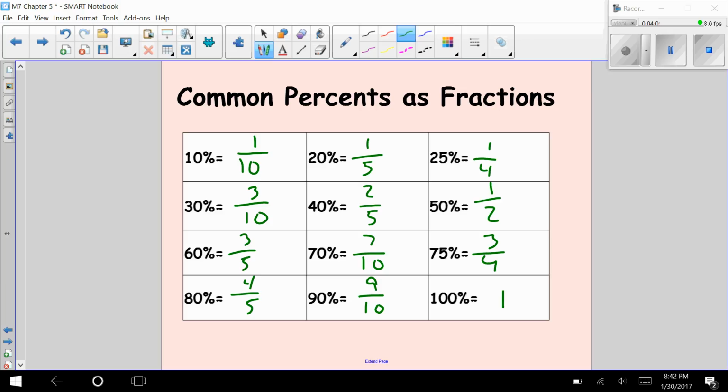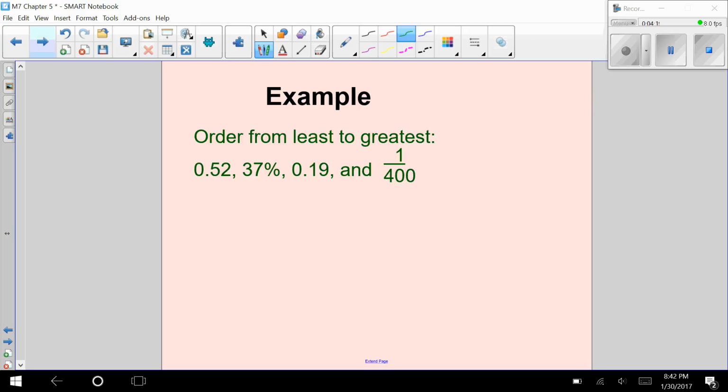So if you see any of these fractions, you can just skip right to the percent. And if you see any of the percents, you can skip right to the fractions. These are some common ones that you'll see a lot. Now we are going to order from least to greatest. So I have a set of numbers here, and I want to put them in order. Well, I can't put them in order because they're all in different forms. So I'm going to choose to put them all into decimal form, because I've already got 2 that are decimals.